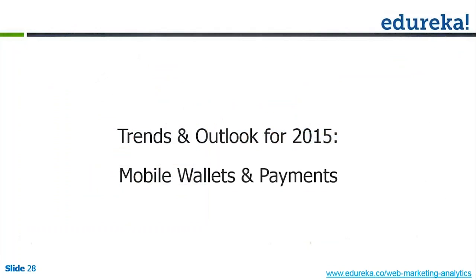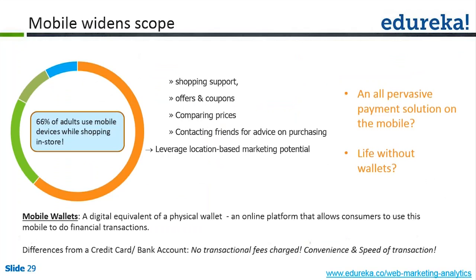Okay, all right. The last topic for the day is the mobile wallets and payments. So this is not a secret. Mobiles have widened the scope of shopping. The whole shopping experience has been turned upside down using the mobile, right? So research shows that 66%, that is 2 out of every 3 adults, use mobile devices while shopping in store. Essentially, they use it for shopping support, looking for offers and coupons, use price comparisons, and also leverage the location-based marketing potential that the mobile gives you.